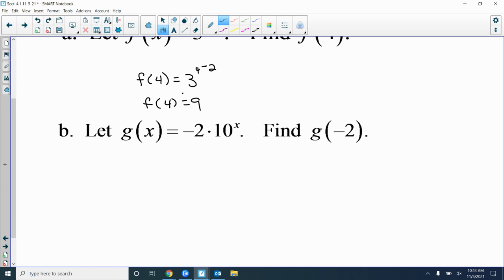All right, second one here, plug in -2. Keep your answer as a reduced fraction. Don't use your calculator. See what you come up with.